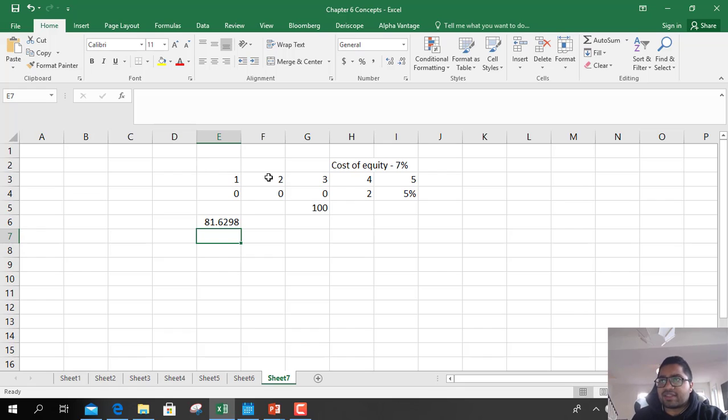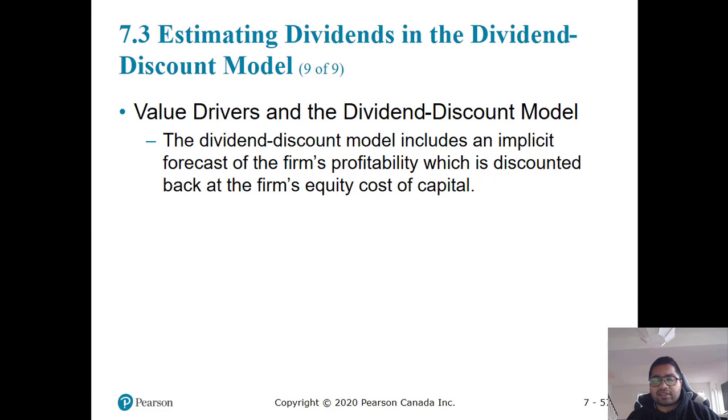So for any stock that doesn't pay dividend right now, forecast when it will start paying dividend, assume a dividend growth rate, find the value then, and then discount it back to today's terms so that you get a stock price. This is how you modify the dividend discount model in case a stock doesn't pay any dividend. Now, value drivers in the dividend discount model. The dividend discount model includes an implicit forecast of the firm's profitability, which is discounted back at today's cost of equity.